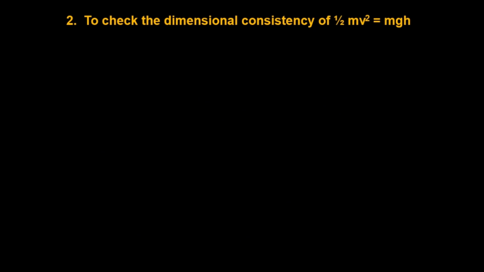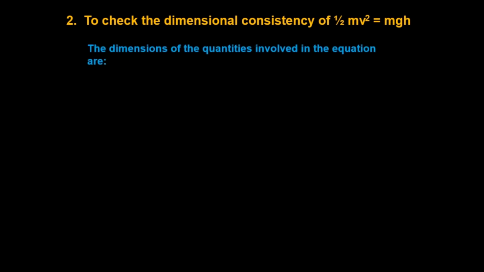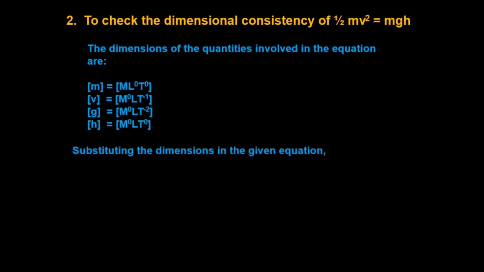One more example. To check the dimensional consistency of half mv square equals mgh, the dimensions of the quantities involved in the equation are: mass is M L^0 T^0, velocity M^0 L T^-1, g is nothing but acceleration due to gravity, its dimensional formula is the same as that of acceleration, M^0 L T^-2, and height, nothing but length, M^0 L T^0.